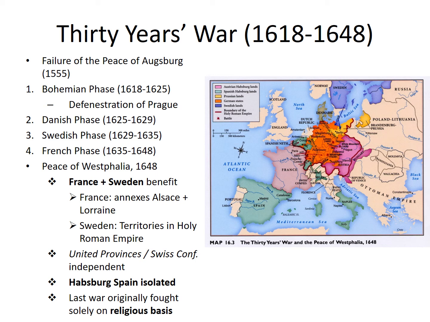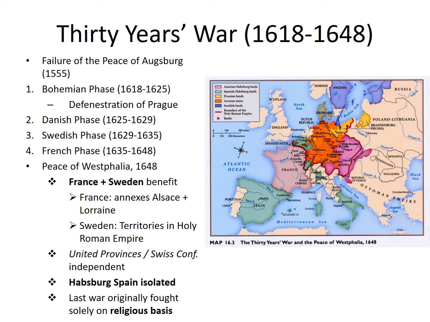France and Sweden will benefit greatly at this peace treaty negotiation. France annexes Alsace and Lorraine. This is the first time we see Alsace and Lorraine coming into the hands of France. As we know, it'll go back and forth between France and Germany, basically, through the years. Sweden gets territories in the Holy Roman Empire as well, so the power of the Holy Roman Empire is reduced greatly. The United Provinces and the Swiss Confederation were all recognized as being independent.